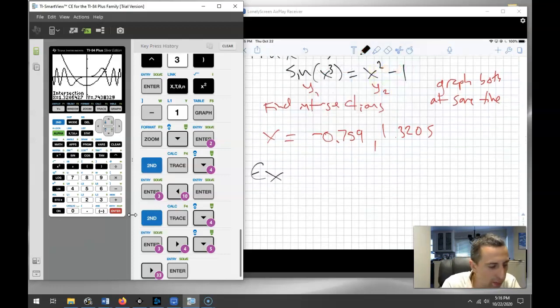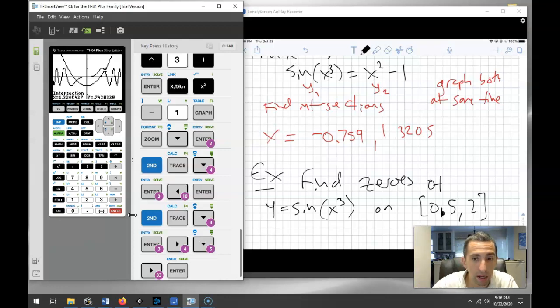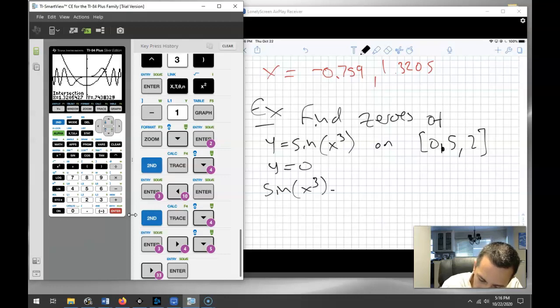The last problem that I wanted to share with you today was another calculator skill that's similar to this. Find the zeros of y equals sine of x cubed on the interval from 0.5 to 2. Okay, and this is going to look a little different on most of your calculators than the last one. So when you say find a zero, remember a zero is when y equals 0. So that's when sine of x cubed equals 0.